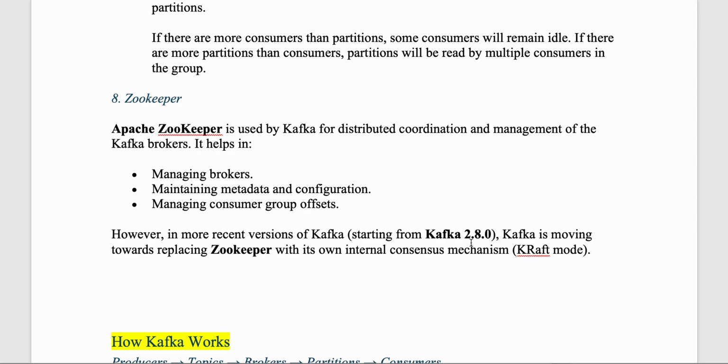Kafka is moving towards replacing ZooKeeper with its own consensus mechanism, KRaft mode. That is the new thing which is coming, replacing ZooKeeper. But Apache ZooKeeper is used for distributed coordination and management of the Kafka brokers. We have different brokers, so how they get coordinated with each other, and managing the metadata, configuration and consumer groups, we require a certain service which is called ZooKeeper.